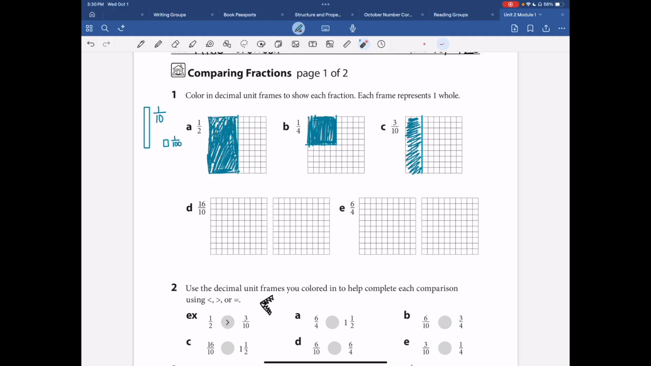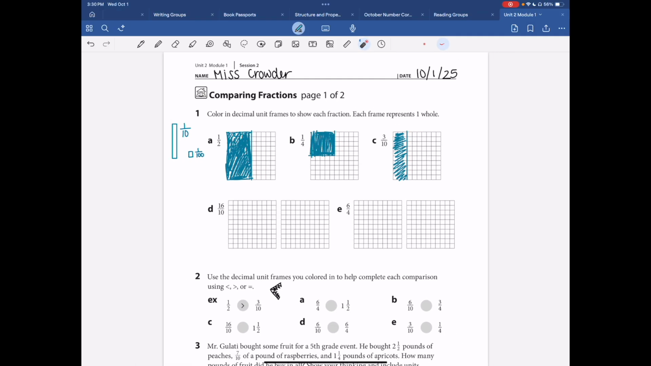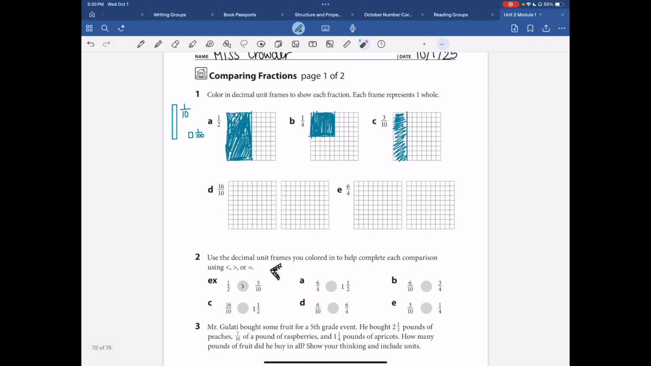and here is your 1/2. Go ahead and look and see which one's greater or less than, or maybe equal, and then write in your sign right here. You're going to do the same for 6/10 versus 3/4, the same for C, D, and E. Go ahead and pause the video to do that now.